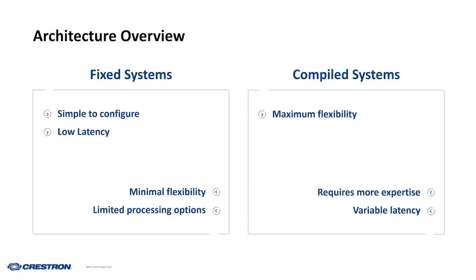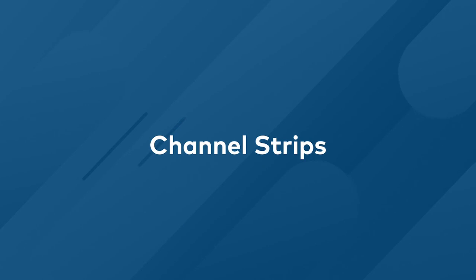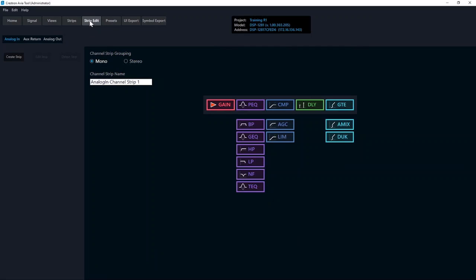Crestron's approach with the Avia line is to sit in the middle of these 2 concepts. Rather than requiring the programmer to have extensive knowledge of signal paths and processing theory, we process signals with modular channel strips. To allow for flexibility, you can substitute predefined processing objects to suit your application. This best of both worlds approach allows us to provide diverse processing options while keeping the configuration of the DSP simple, and subsequently keep the latency to a minimum.